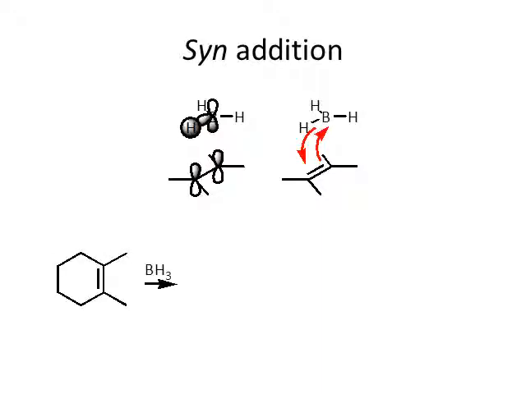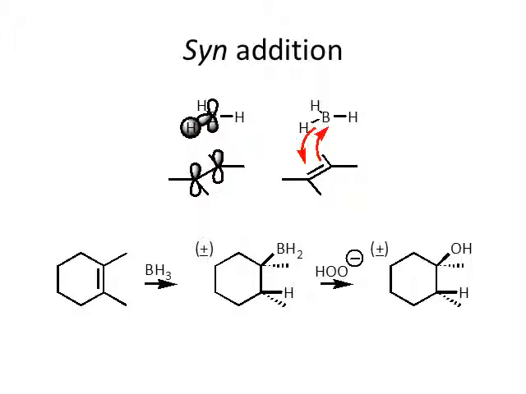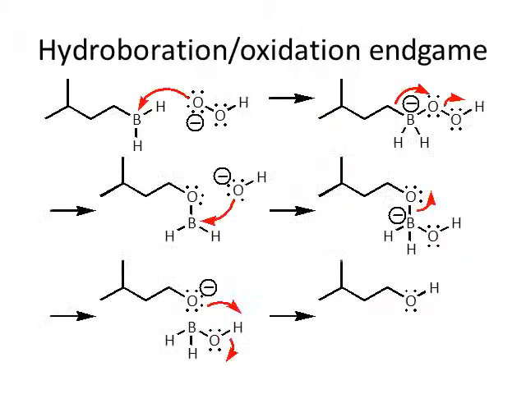So for instance, if we treated 1,2-dimethylcyclohexene with BH3, both the boron and the hydrogen would either come from the top or they would both come from the bottom. And then after treatment with basic hydrogen peroxide, the boron would be replaced by an OH. So the OH and the hydrogen would be syn to each other. This is a syn addition reaction.